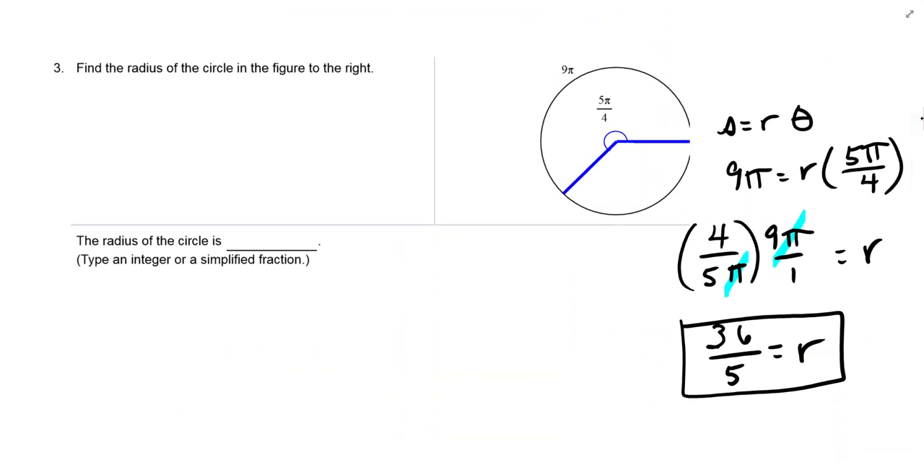Again, we are looking for R. 9 pi is the arc length. Theta is 5 pi over 4. When you divide by 5 pi over 4, you flip it. And then you have your 36 over 5 is your R.